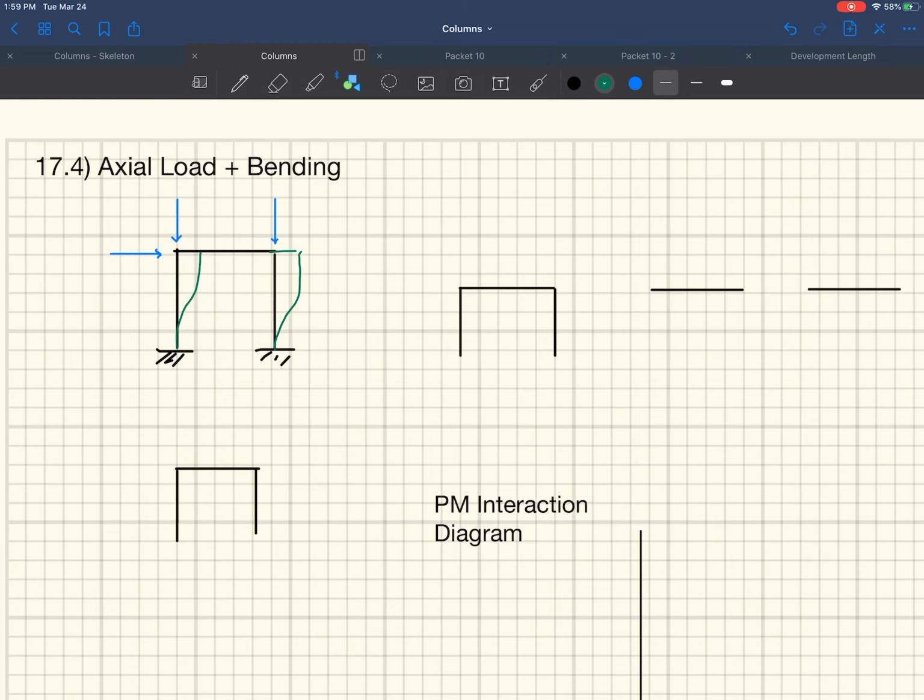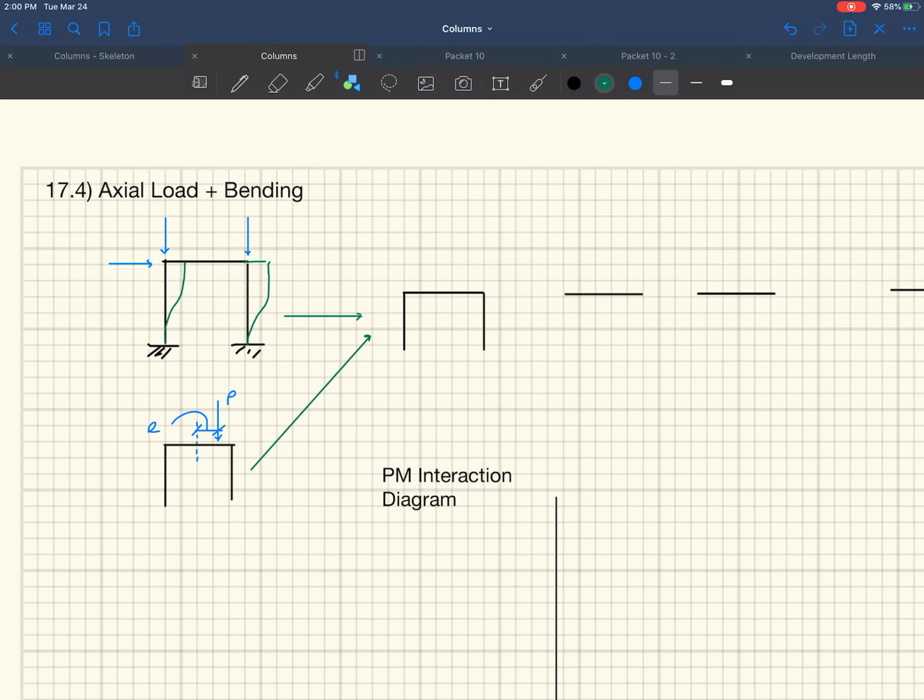Another place you'd have axial load and bending is if you had an eccentrically loaded column, right? So this is if you had a column and this load was offset. Here's the center line right here. And that is an eccentricity. I think typically that's referred to as an e. And so if you have both of those things, you end up with a column with axial load and bending. I'm going to talk about both of these cases. You have axial load and bending.